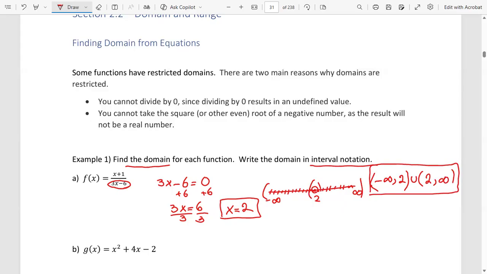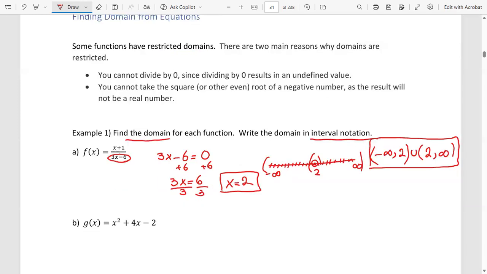So every time we have a fraction, we set the denominator equal to 0, and whatever number we find for x, because it's the number that makes the denominator 0, we exclude that number, or maybe it's more than one number, from the set of all real numbers.